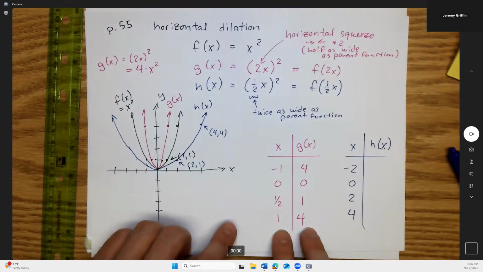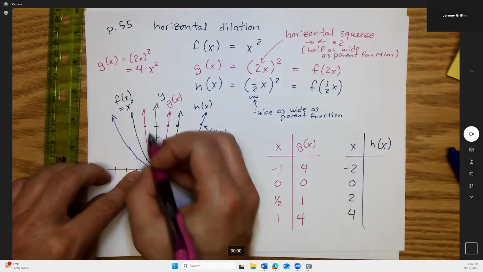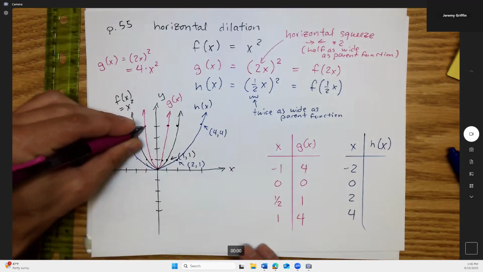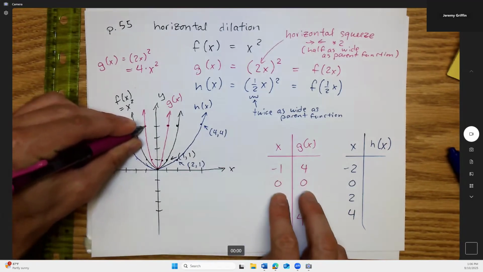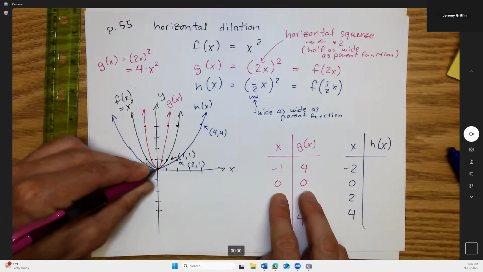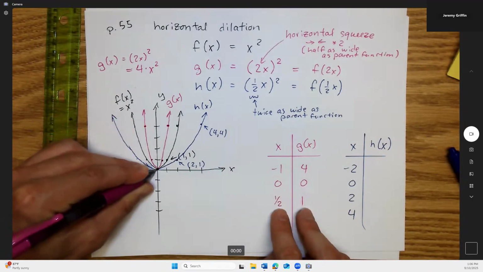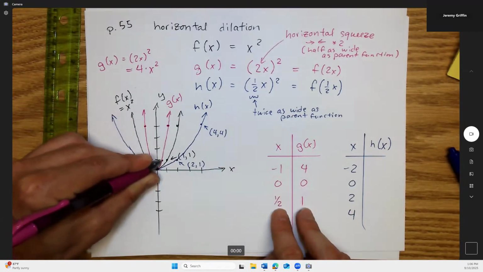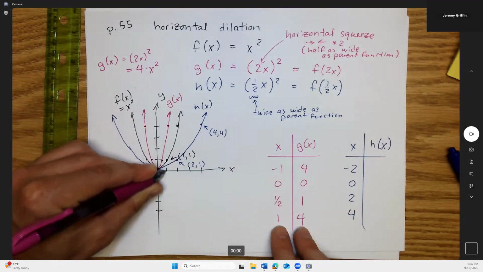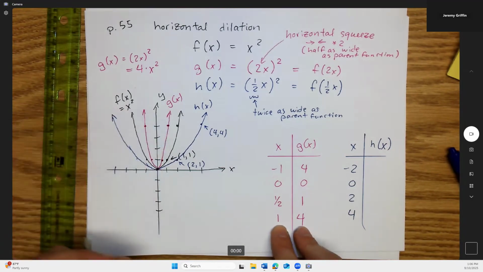Okay, do these points really align? Let's see. Negative 1, 4. That's this point right here. About 0, 0, oh yeah, right here, the vertex. 1 half, 1. So if I go over a half a unit and up 1, oh yeah, it's right on the curve, right there. Then over 1, up 4. It's right there. Yeah, it works. It totally works.